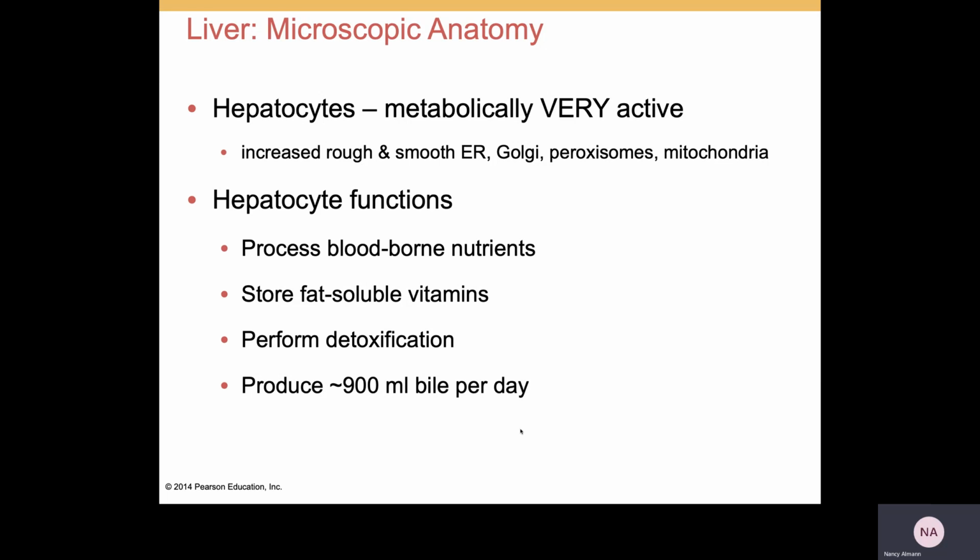They're going to process those nutrients that are brought in on the blood. They're going to store fat-soluble vitamins. They will perform detoxification, and they are going to produce bile. And that is just the tip of the iceberg in terms of what hepatocytes can do. Now, see how it says store fat-soluble vitamins? The liver will also store drugs or toxins that it cannot metabolize.